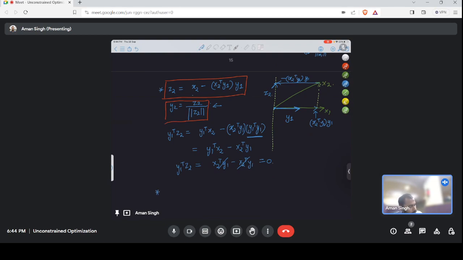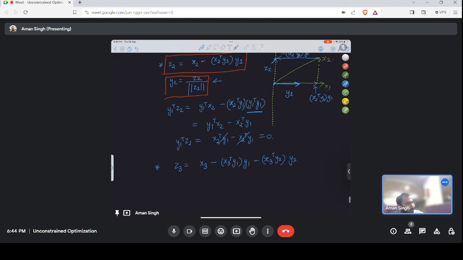In the third step, we can follow a similar thing. We take x3, we subtract its component along y1, x3 transpose y1 times y1, and we also subtract its component along y2, x3 transpose y2 times y2. So this z3 will be perpendicular to both y1 and y2, and y3 can be written as z3 upon z3 norm. So this is normalizing.